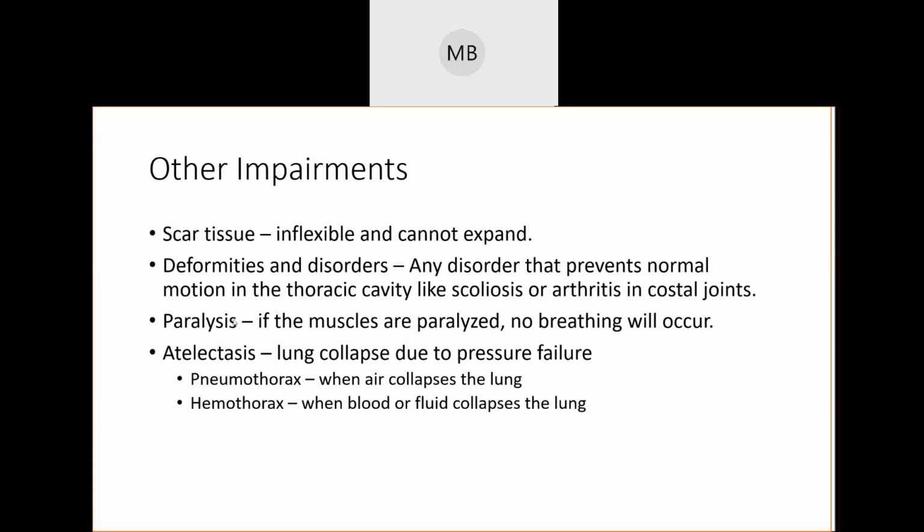Paralysis is something we need to talk about as well, right? Remember, you had one big muscle that controlled most of this show, your diaphragm. So paralysis is super important, right? Should your intercostal muscles or diaphragm become paralyzed, your lungs will not be able to expand and the individual will not be able to breathe.